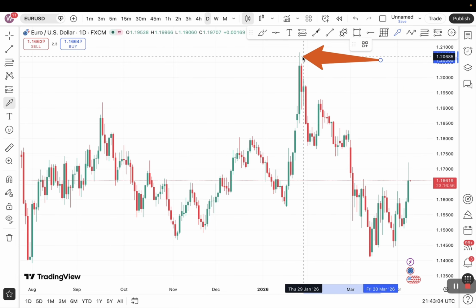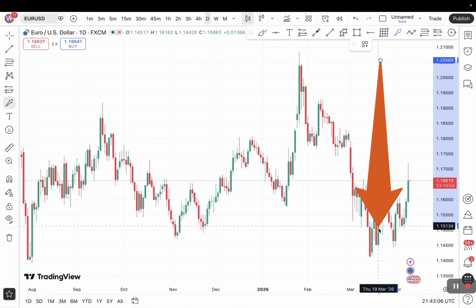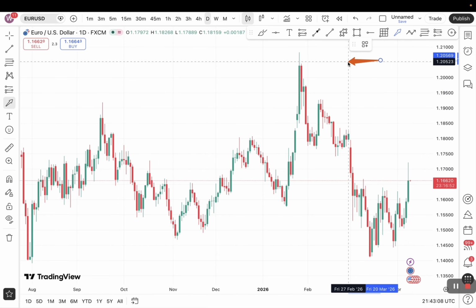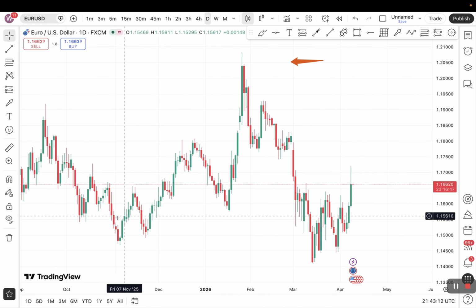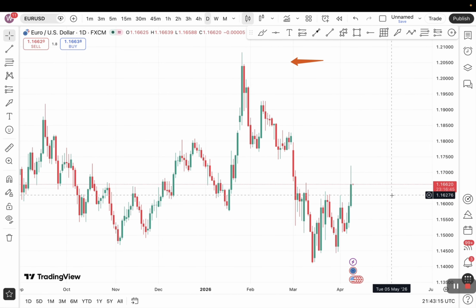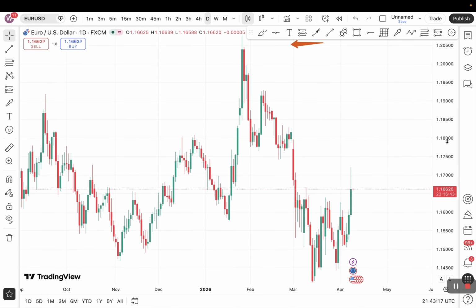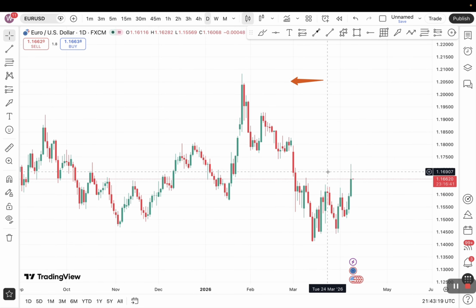From this zone to this particular zone, you can see the market crashed. But you can still make some money while the market is still down, because the market wants to pump up right now.